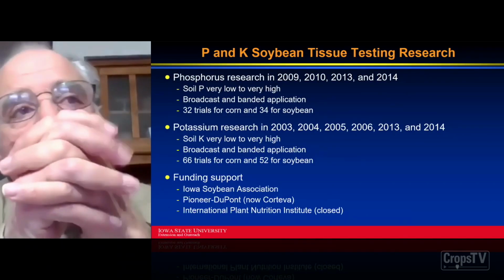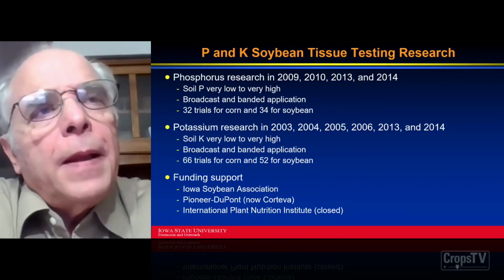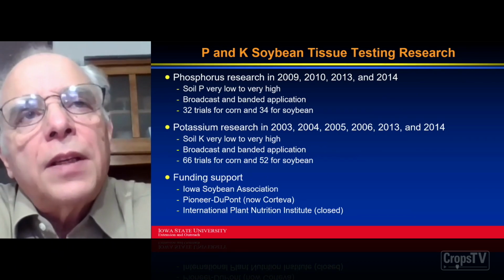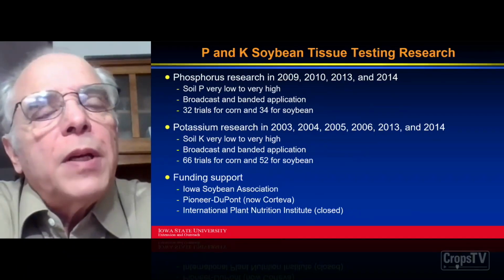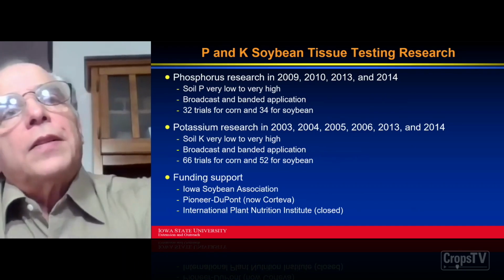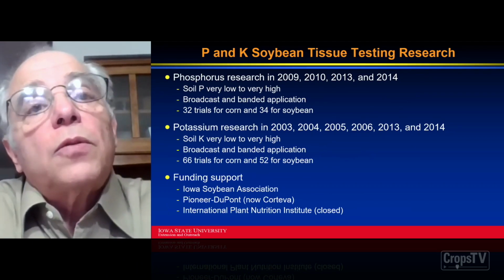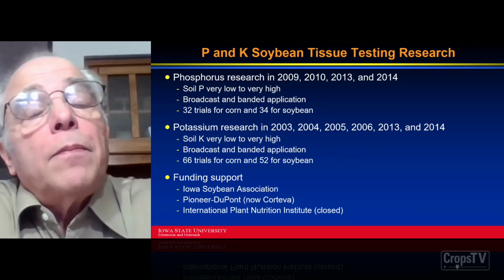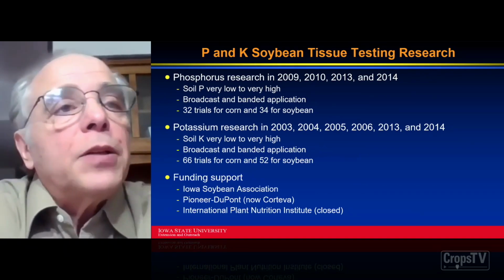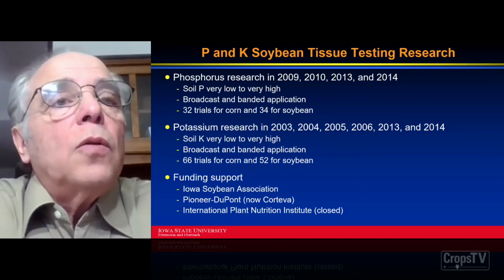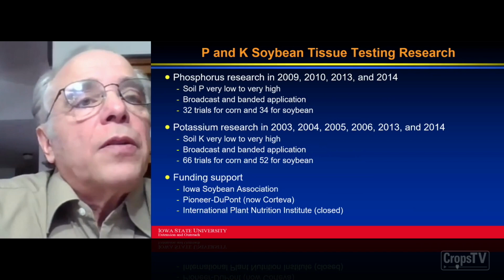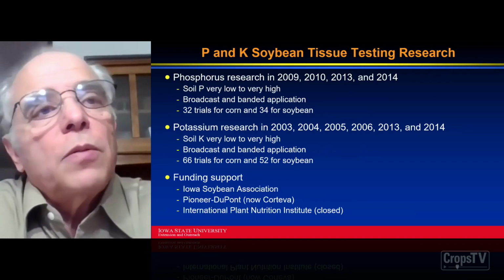Now, let's start with P and K. As I said before, the recent research targeting tissue testing started not many years ago. So there were phosphorus trials here in Iowa from 2009, 2010, and then until 2014. The soil pH was very low to very high. The treatments were broadcast or banded. So we were sure when we had maximum yield. And we have 32 trials for corn and 34 for soybean. Now we are talking about soybean today.